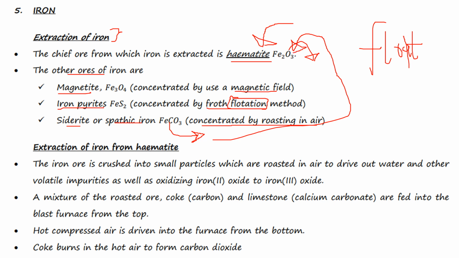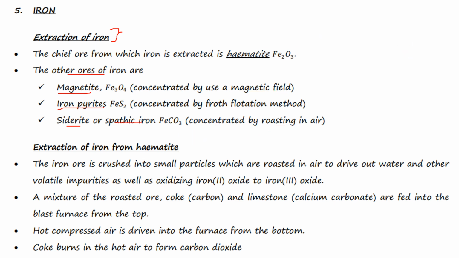Now let's look at the extraction procedure. But here we are going to look at the ore which is most commonly used, which is hematite. So let's look at the extraction of iron from hematite as its ore. I'm going to start by saying that we start with the concentration process. The ore is going to be crushed into small particles, which are then roasted in air. And we do the roasting so as to drive out water and other volatile impurities, as well as oxidizing some of the iron 2 oxide present in it to iron 3 oxide.